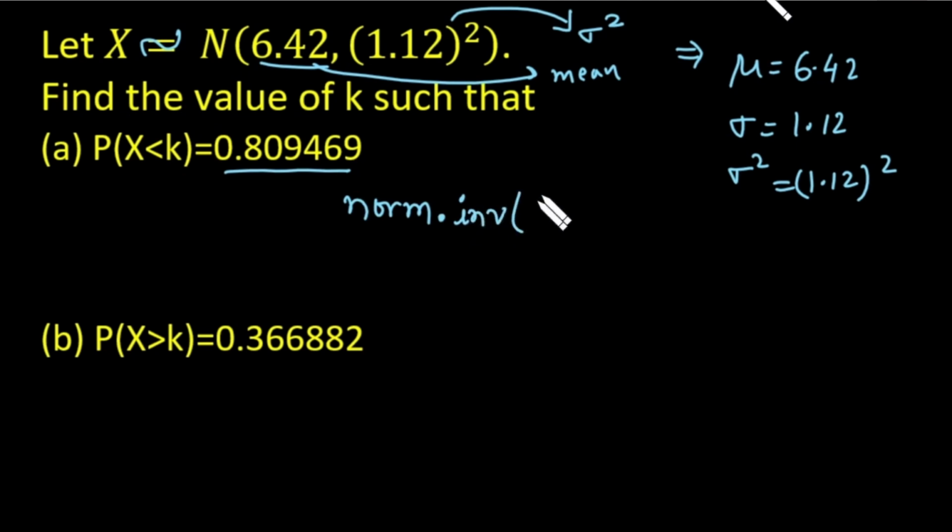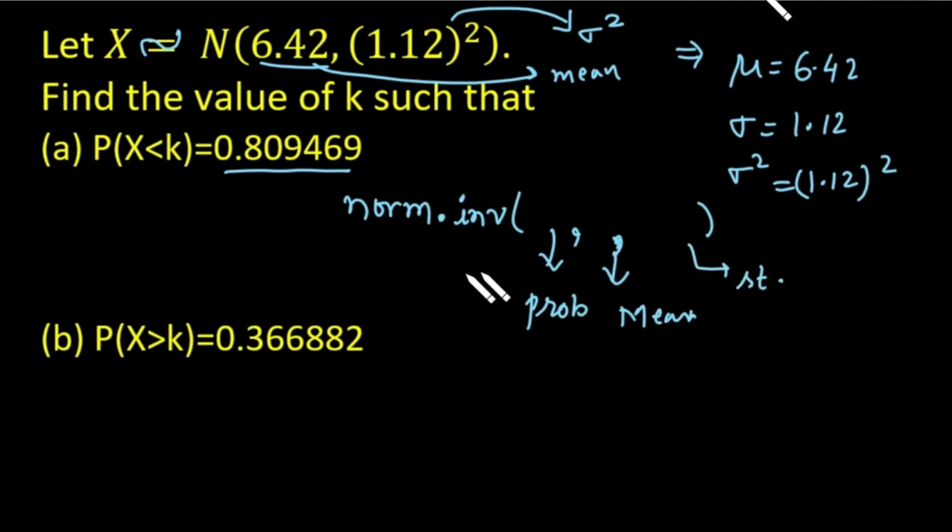norm.inverse, in which we need three parameters. First, we need to define the probability. Second, we need to take the mean. And in the third case, standard deviation. So this formula is applicable only for the probability of the random variable less than or equal to k or less than k, where probability is given as, suppose, p. Now let's move to the Excel to find the value of k in this case.